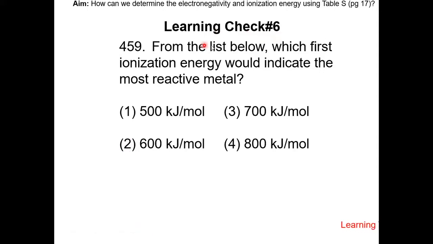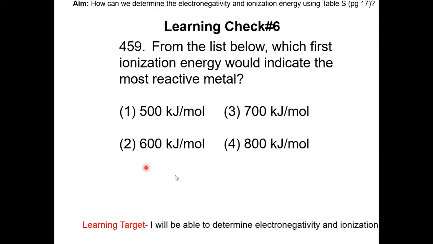Learning check number 6. From the list below, which first ionization energy will indicate the most reactive metal? Pause this video and resume once you have the answer. This is considered a very difficult question on the Regents, so I'm going to go over the answer. So the most reactive metal is the metal that loses the electron the easiest and the fastest.